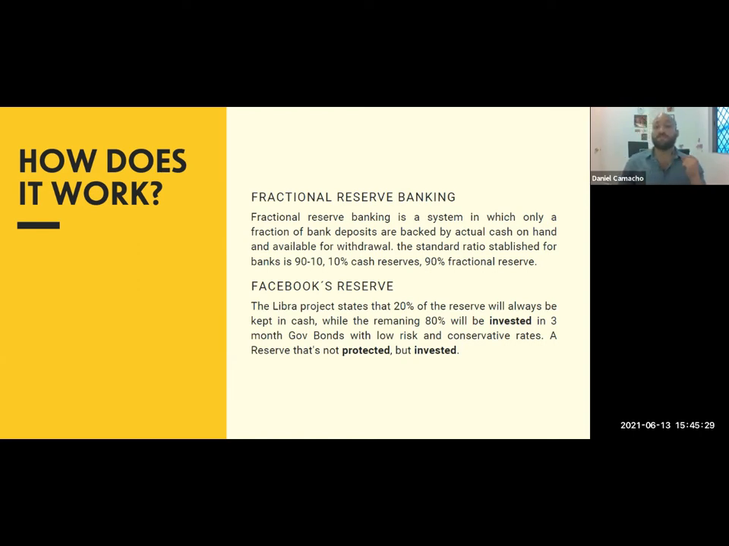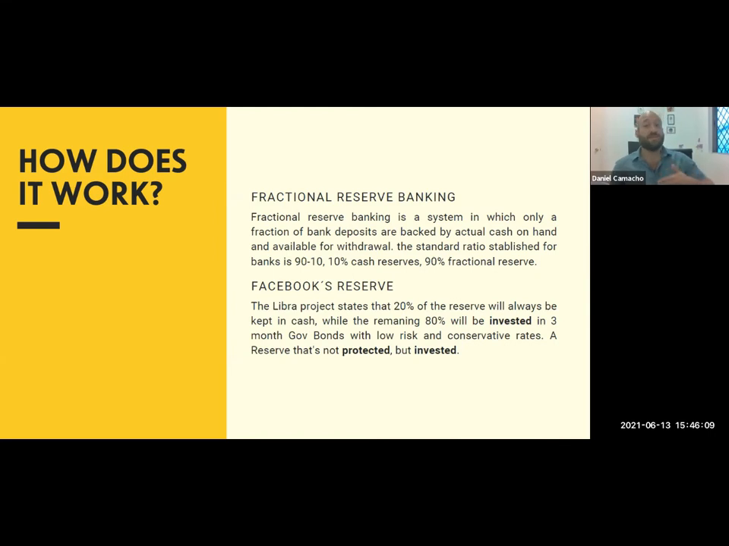But how do Facebook's reserves work? The Libra project states that 20% of the reserve will always be kept in cash, while the remaining 80% will be invested in 3-month governmental bonds with low risk and conservative rates. So how does Facebook Libra work? This is amazingly short for an explanation. It's a reserve that's not protected, but invested. It sounds weird, right? They're presenting themselves as a reserve of money, but they are working as an investment model.